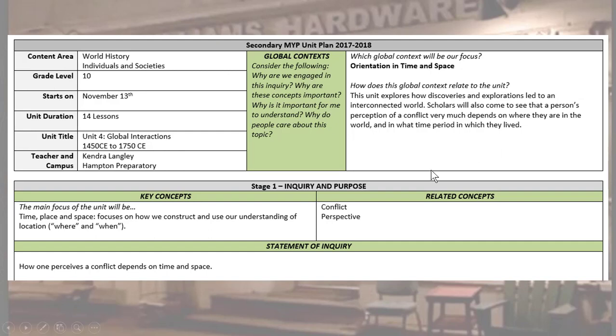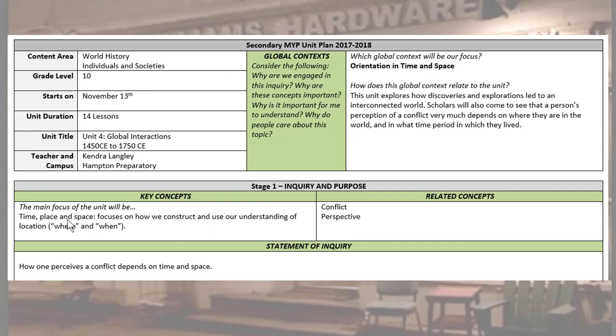So the global context for this unit up here is orientation in time and space, because scholars will start to see how discoveries and exploration led to a truly global world and all the conflicts that go along with that. Really push scholars this unit to think about how these conflicts, their historical importance, and how the people of this time period felt about them depends so much on where and when they happened. The key concept is time, place, and space, which clearly aligns with the global context. Again, asking scholars to consider all of these events from the perspective of the people who lived through them.